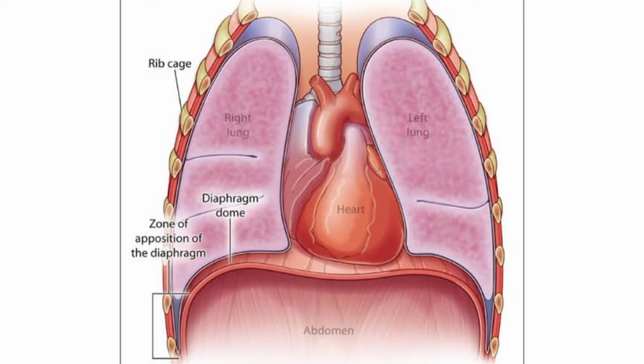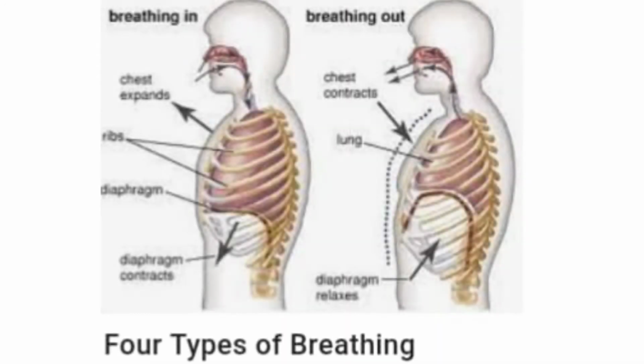When this diaphragm and the rib cage move, breathing takes place. When the diaphragm moves down, the ribs move up and outwards, and at this time we inhale the air.